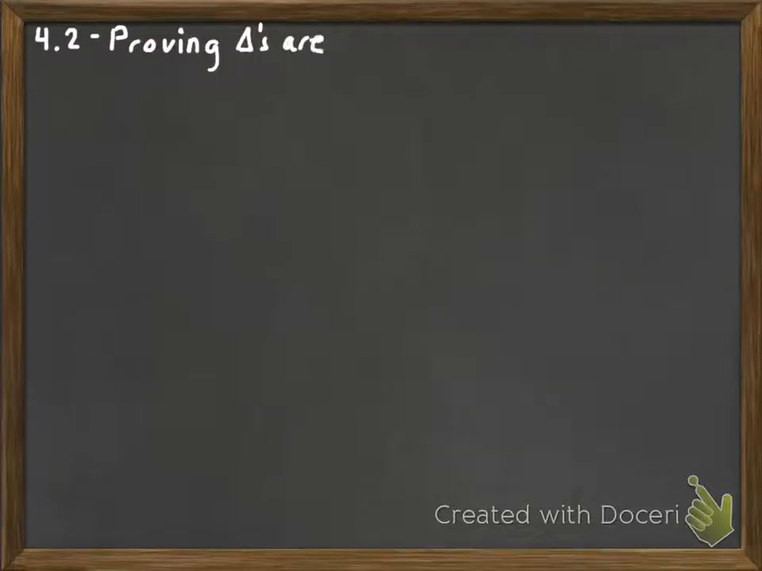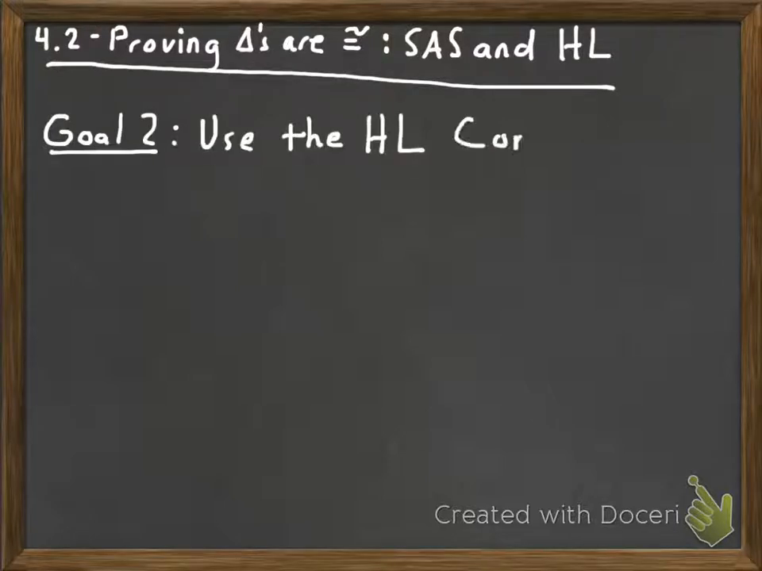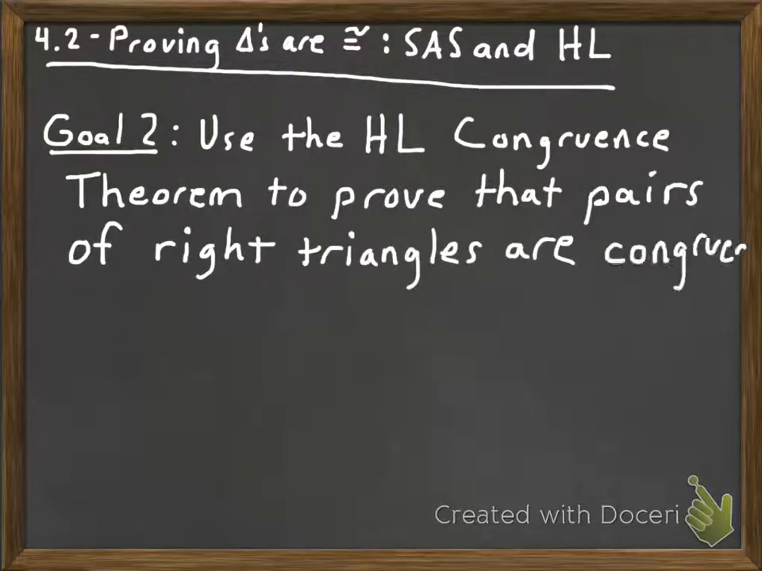Hello, hello, hello. Section 4.2, proving triangles are congruent. I don't know why I said section 4.2. We're in section 4.4. Section 4.4, proving triangles are congruent by SAS and HL is what we're going over right now. And we've already learned how to use the side angle side congruence postulate in order to prove the two triangles are congruent. What we're going to focus on today is the HL part, the HL standing for hypotenuse leg.